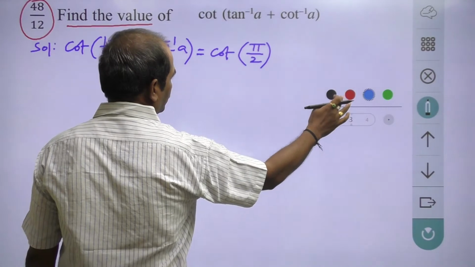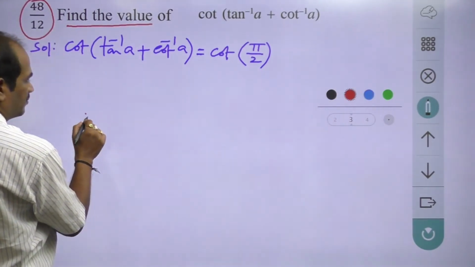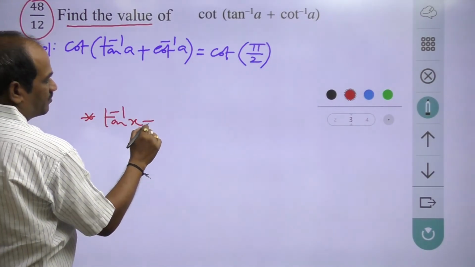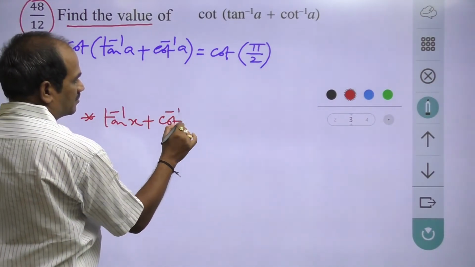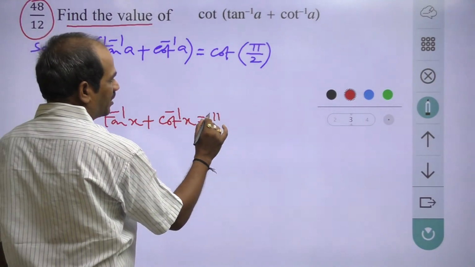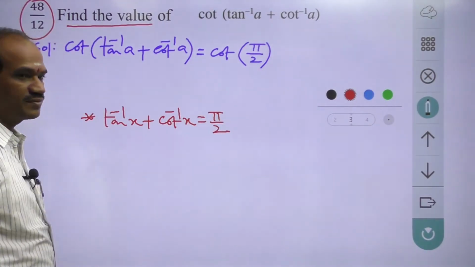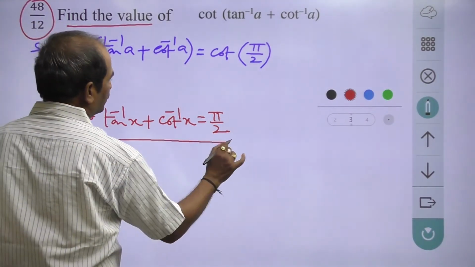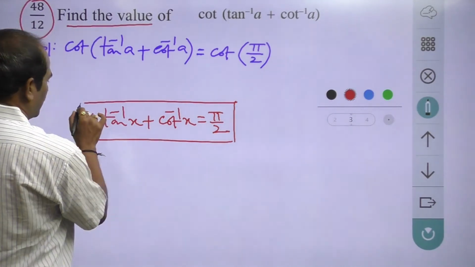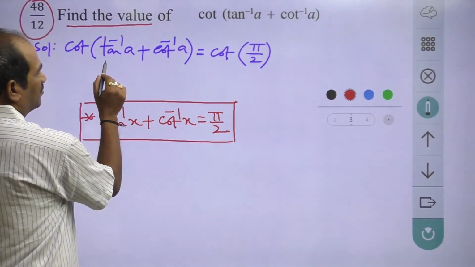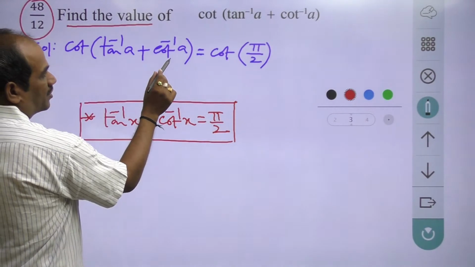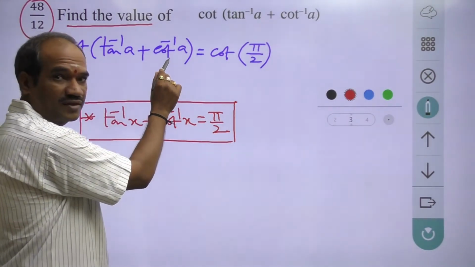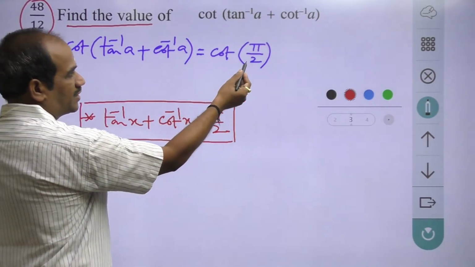See here in this formula, tan inverse x plus cot inverse x is equal to pi by 2. Apply this formula here. In cot of (tan inverse A plus cot inverse A), here x value is A, so that is pi by 2, the answer here.